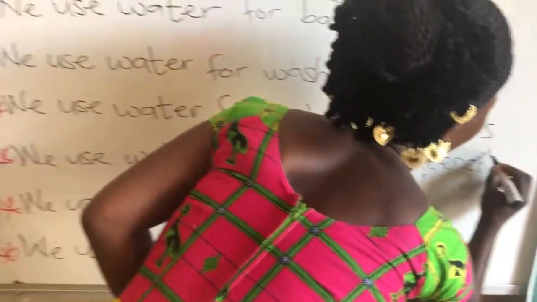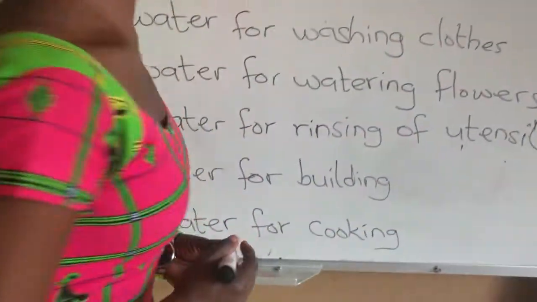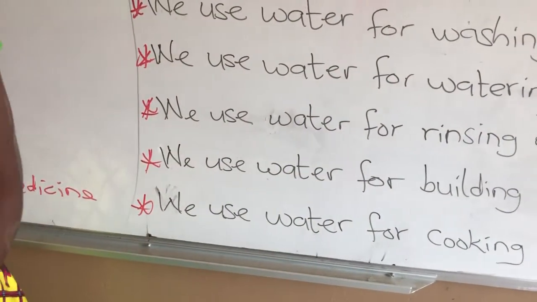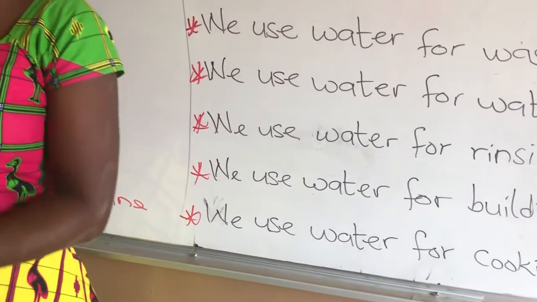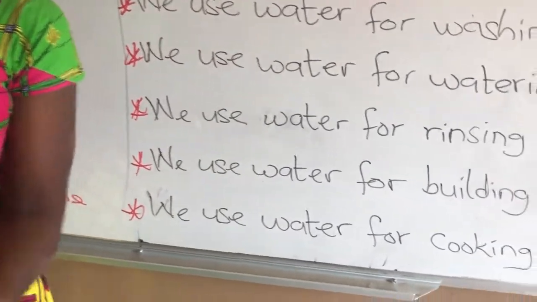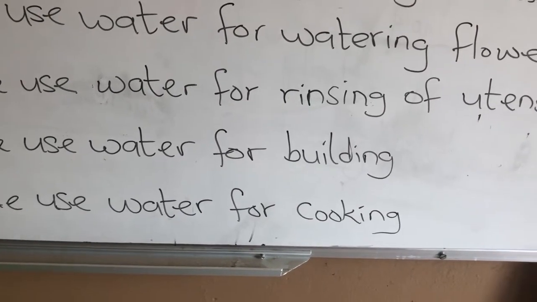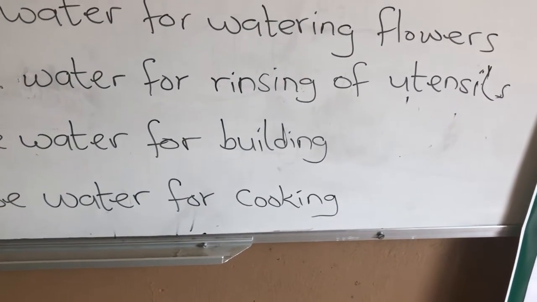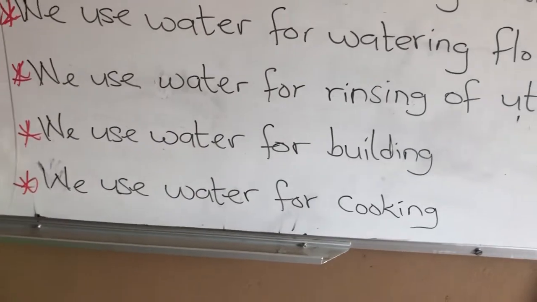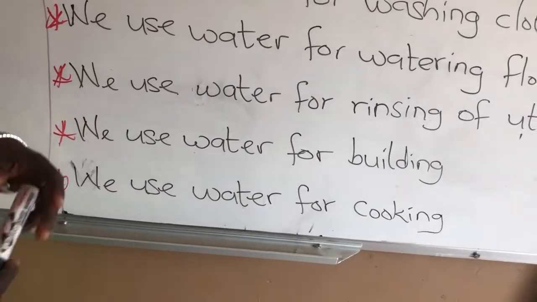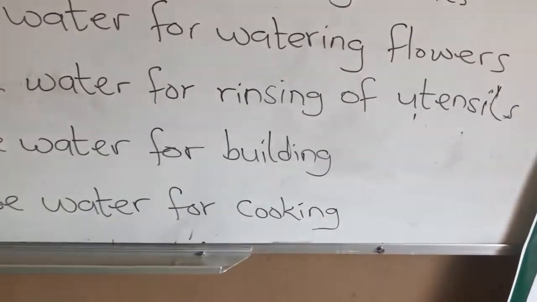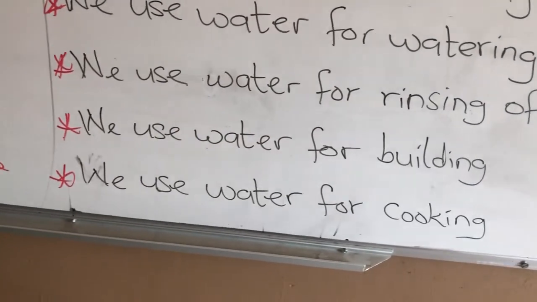We use water for rinsing of utensils. When you finish eating and you wash your bowl, will you just go and put it down? No, you rinse it. And what do you rinse it with? Water. So we use water for rinsing of utensils.